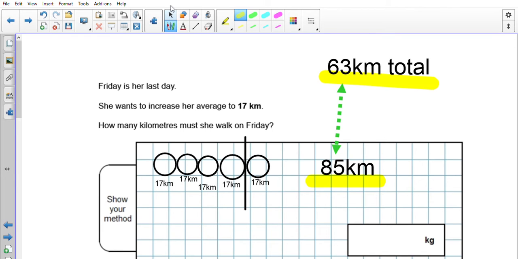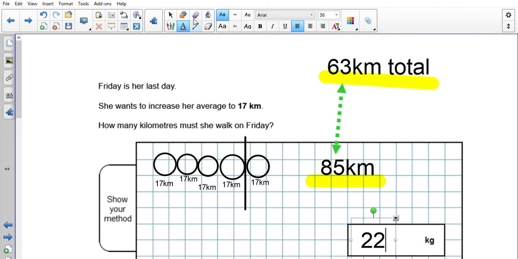Okay, that means that on the final day, she's going to have to walk 22 kilometres, not 22 kilograms. I don't know why it says that. Oh, kilograms, sorry. That's obviously wrong. So if she's at 63, she wants to get to a total of 85. To give her an average of 17, she has to walk a further 22 kilometres on the final day. Okay, just over half marathon distance as well. So that will take her some time.